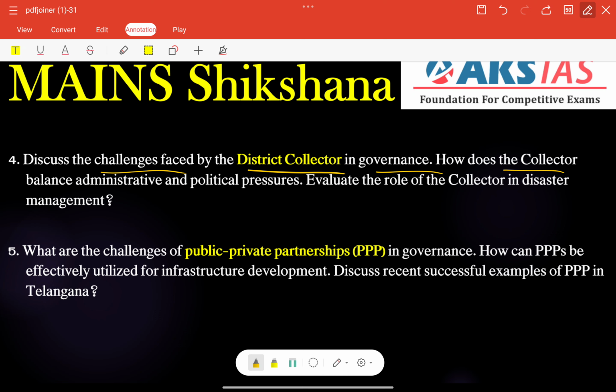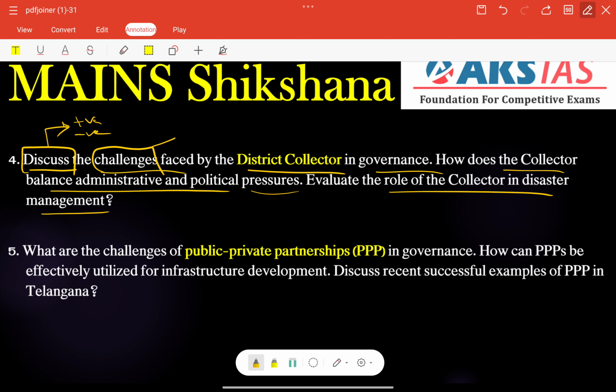So next important thing is discuss the challenges faced by the district collector in governance. How does the collector balance administrative and political pressures? Evaluate the role of the collector in disaster management. So you could discuss here. Discuss is a very important question tag. Here we need to focus on providing positives and negatives. But here the question itself asks for challenges, meaning negatives.